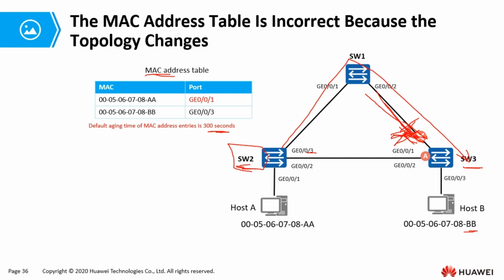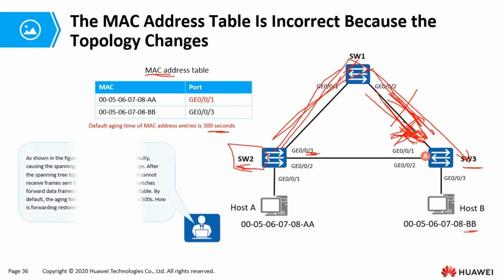So because their aging time is 300 seconds, they will still forward their data through G003 and reach out. In the end, the data packet cannot reach the destination because the link is already broken. So actually they cannot recover. So how are they going to solve this kind of problem?